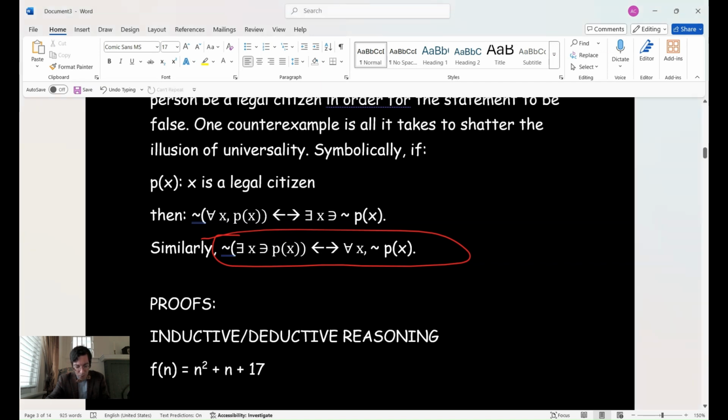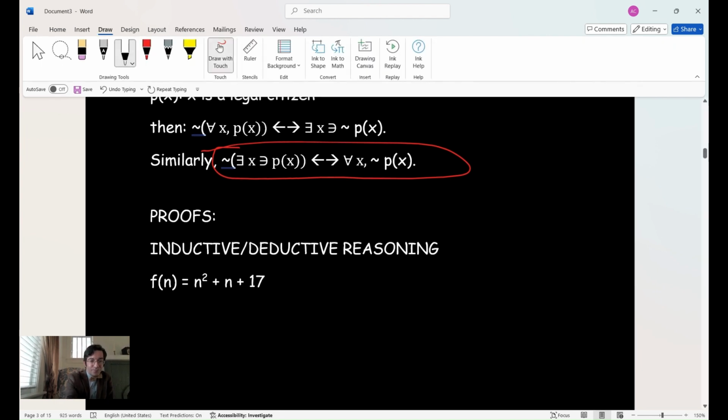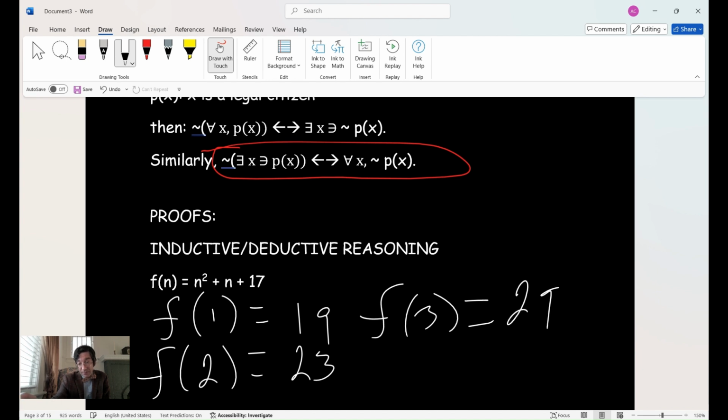Like if you do f of 1, if you evaluate it at 1, you get 19. If you evaluate it at 2, you'll get 23. If you evaluate it at 3, you'll get 29, etc. So in every single case, you're noticing something.